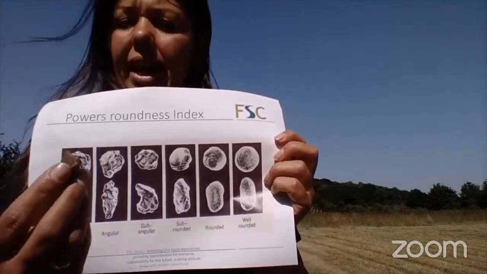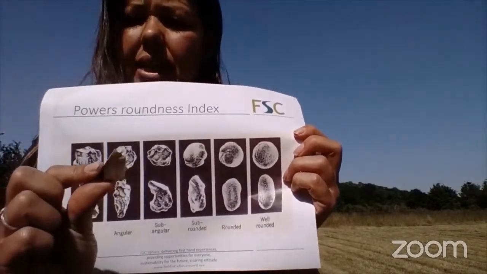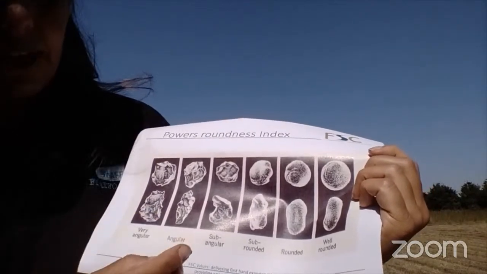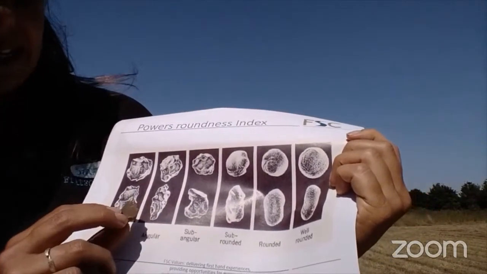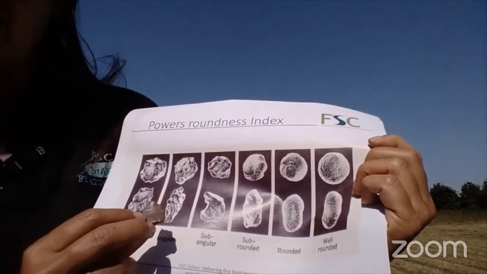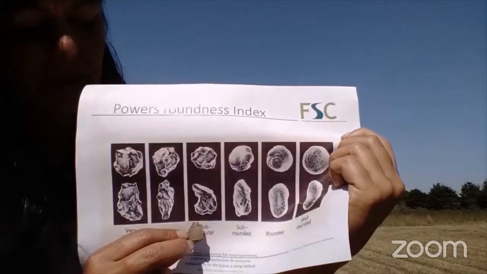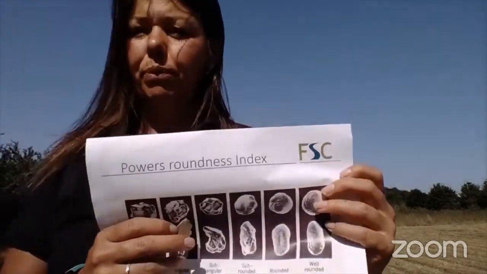However, if we were to look at this pebble here, so slightly different shape, this one has quite a lot of jagged edges, and although it does have one smooth side, most of it is quite pointy. So we're going to say that that is a subangular pebble.